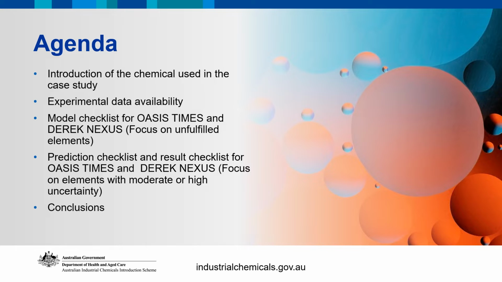First, I will introduce the chemical we are assessing. Then I will give an overview of the available experimental data. And following that, I will go through the model checklist and I will focus on unfulfilled assessment elements. I will also go through the prediction checklist with a focus on elements with moderate or high uncertainty. Finally, I will provide some conclusions using the result checklist.